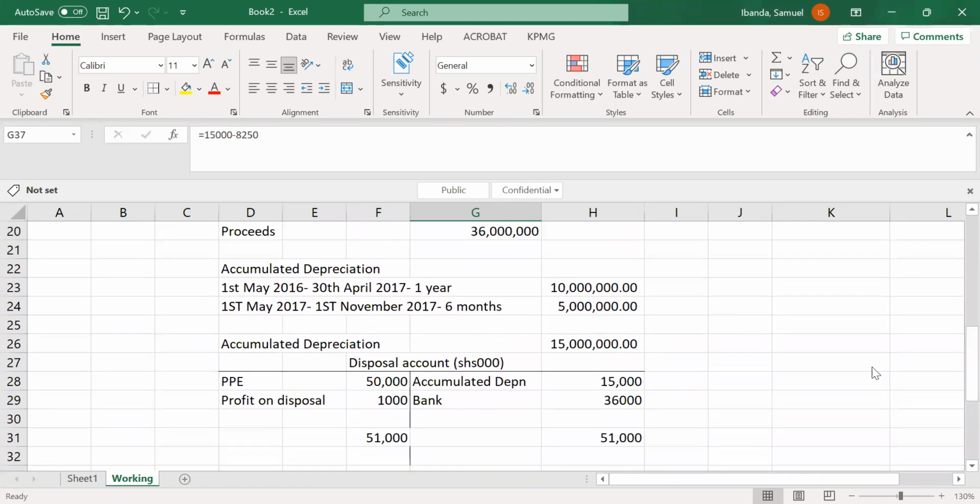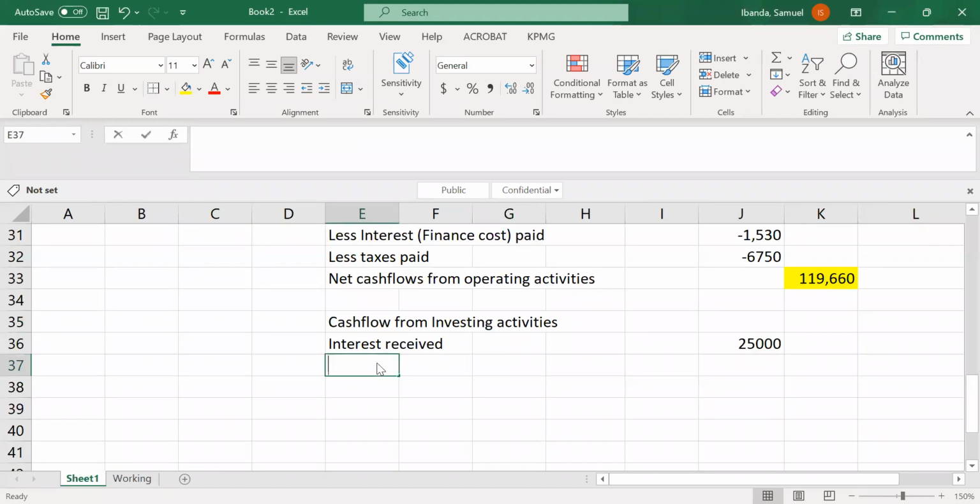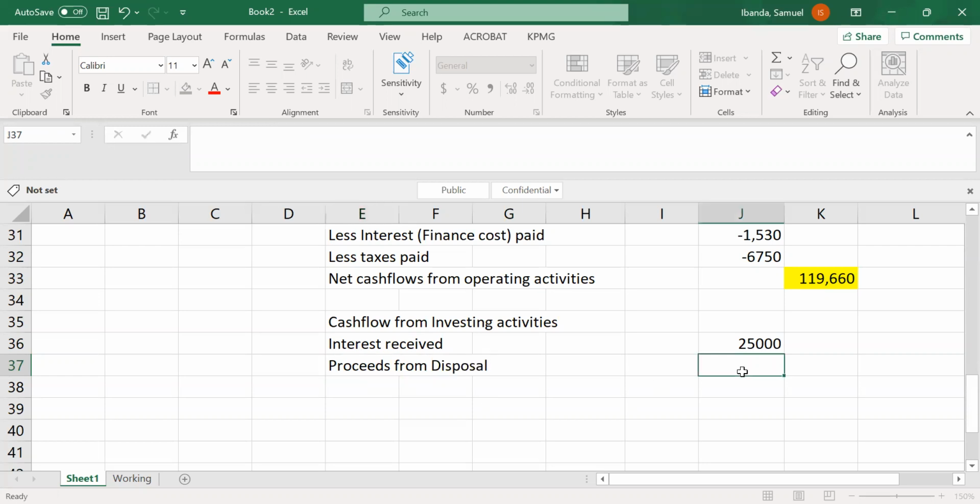Remember the proceeds we had, these ones of 36 million. So these proceeds are one of the things that we are going to include in our cash flows from investing activities. So what you basically do is you go to your cash flow statement and say, in addition to this, you say proceeds from disposal. And it is 36 million, it is 36,000, like so.